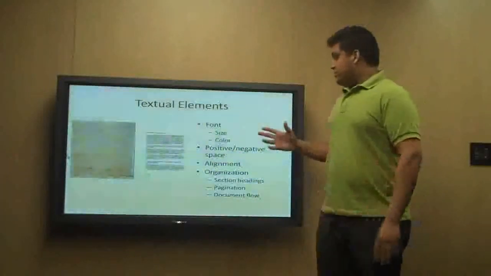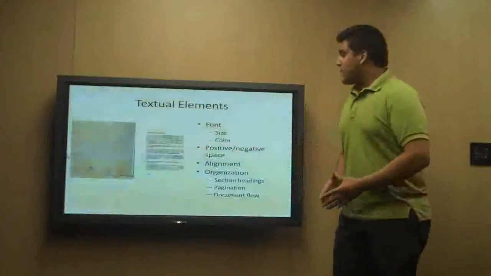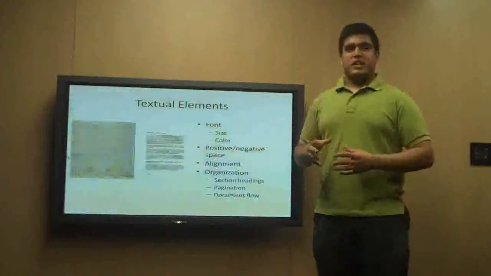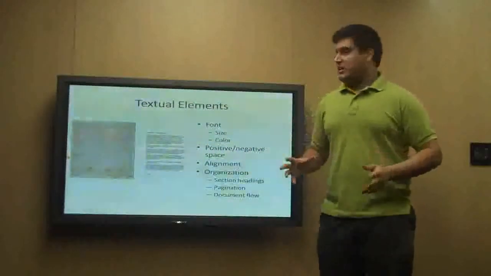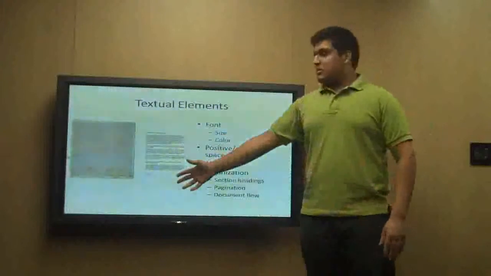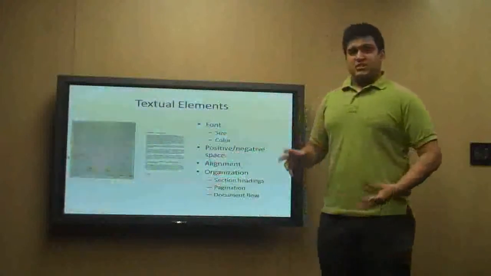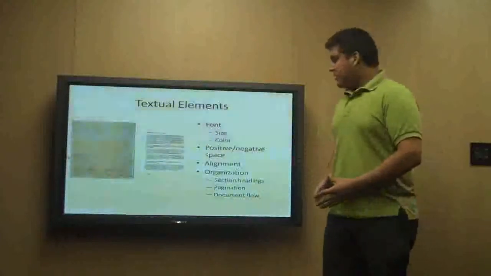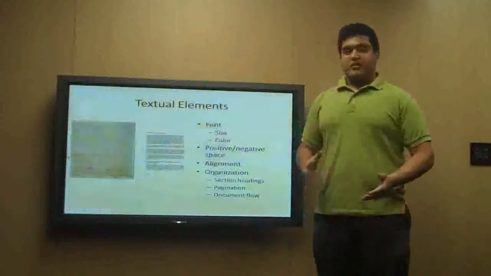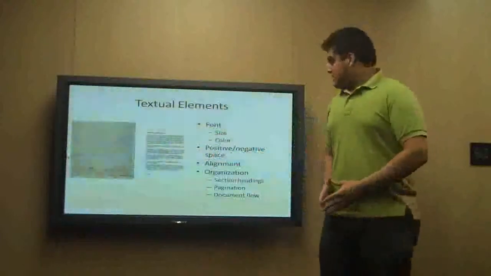And also, if you take into account positive and negative space. Positive space refers to the areas where there's text. Negative space is the areas around it which are blank. There's not much negative space in the older document, but if you look at this newer document, there's lots of spacing and it makes it easier to read. In terms of alignment, the older document is left and right justified, whereas the newer document is just left justified.